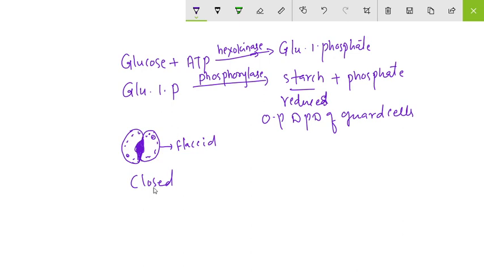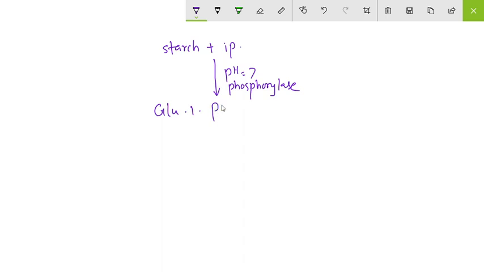We will draw one figure here, one flow chart. The starch plus inorganic phosphate, at pH 7 or alkaline, in presence of the enzyme phosphorylase, converts into glucose 1 phosphate.